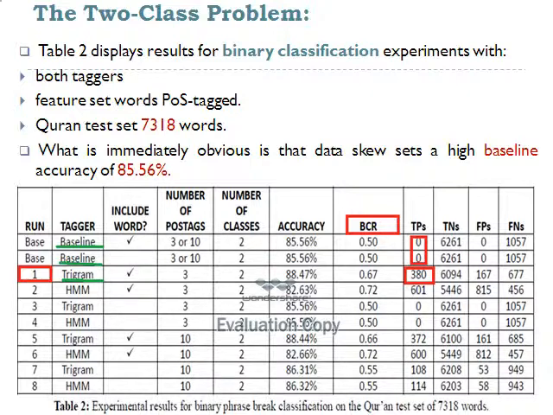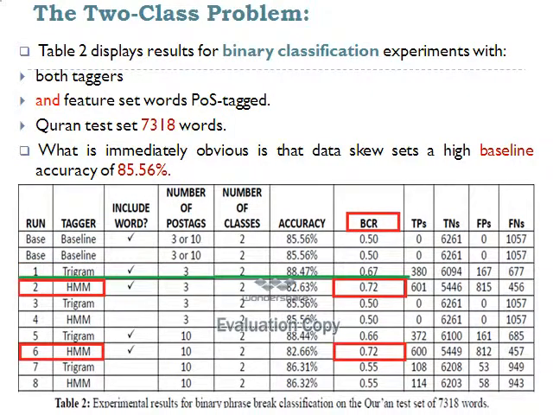The trigram tagger in run 1 correctly predicts 380 breaks, set against the baseline prediction of 0. Hence, PCR for run 1 represents a significant gain in performance. What is additionally interesting is that the HMM tagger in runs 2 and 6 also represents a significant gain in performance in terms of PCR, even when set against run 1.